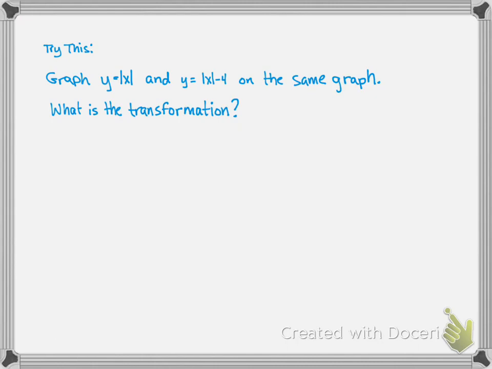So try this. Graph both y equals the absolute value of x and y equals the absolute value of x minus 4 on the same graph. What is the transformation? Pause this while you draw the graphs and answer the transformation question, and then check back here.